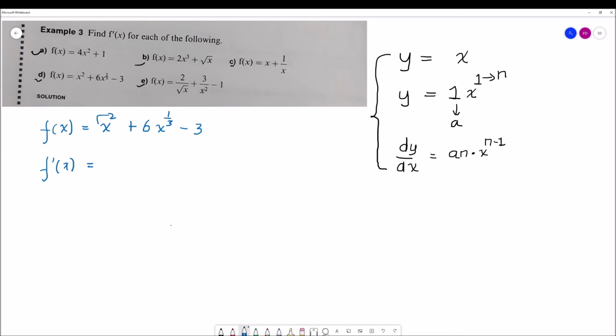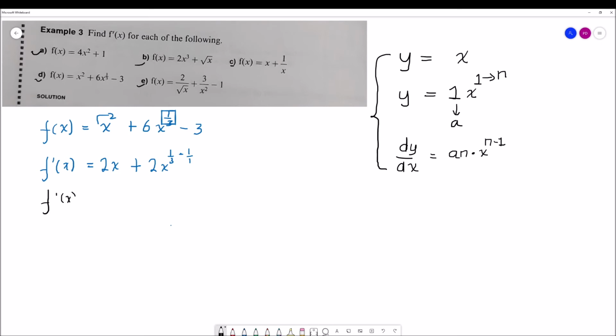So 2 times 1 will be 2, and x to the power 2 minus 1 will be 1, so this is just 2x, okay? And plus, now 1 over 3 times 6 will be 2, and x to the power 1 over 3 minus 1 over 1, which is basically 1, and minus 0, because the derivative of a constant is always equal to 0, so we don't even need to write this. Okay, now let's move ahead.